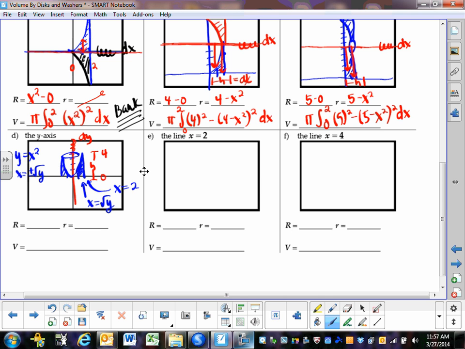So when we're looking for our radius, we always start from the center of rotation and work our way to the outside of the original space. So the outside radius is the difference between x equals 2 and x equals 0. And the inside radius is the difference between x equals the square root of y and x equals 0. So it's pi. Now our height is from 0 to 4, r squared minus r squared dy.